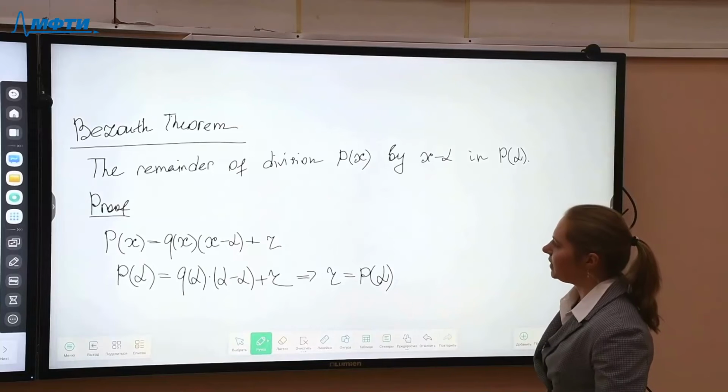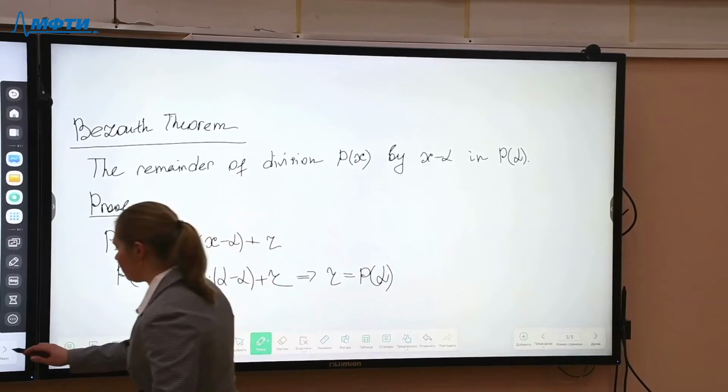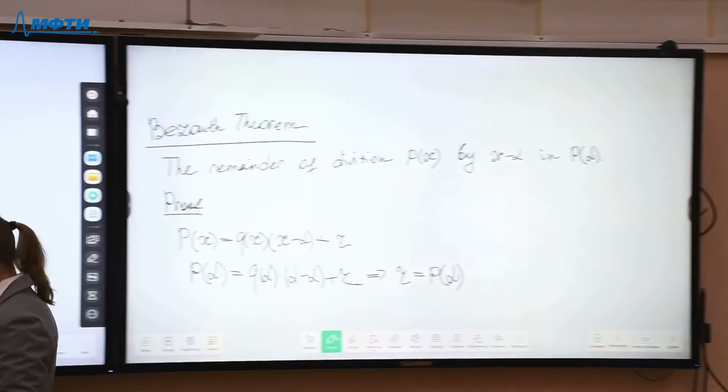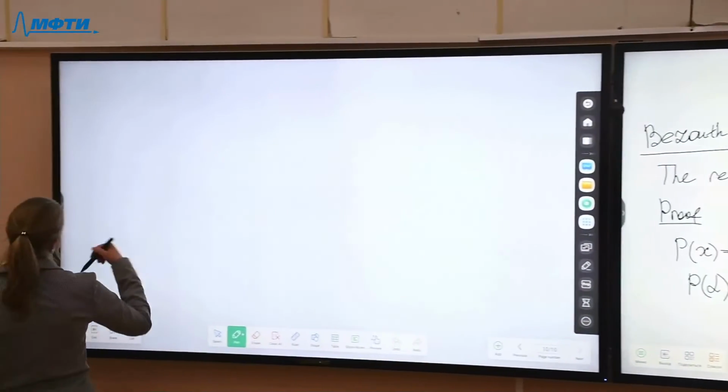Also, we can use the following algorithm to find the remainder when we divide by x minus alpha, called Horner's Scheme or Horner's algorithm.